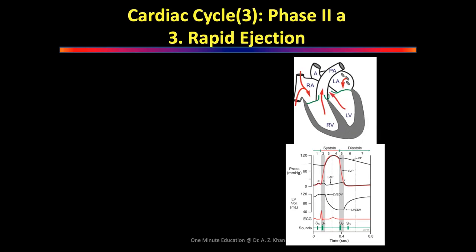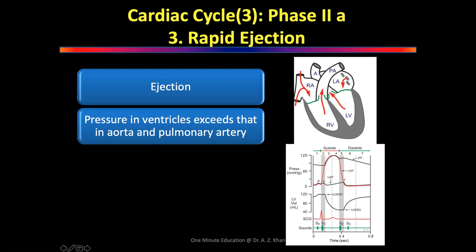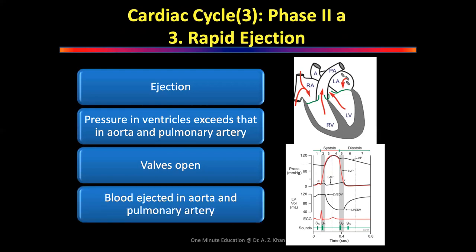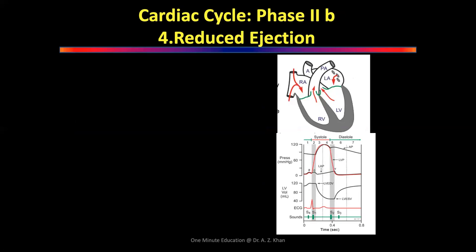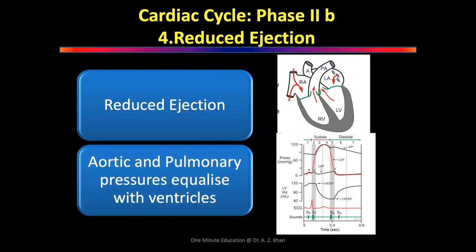You immediately get into the next phase when the pressure in the left ventricle overcomes the pressure in the aorta. The aortic valve opens and blood quickly flows. That's called rapid ejection. In the rapid ejection phase, pressure in the ventricle exceeds that in the aorta and the pulmonary artery. The aortic and the pulmonary valves open and blood is forced into the aorta and the pulmonary artery. Phase four is reduced ejection, because at this stage there is equilibrium between the left ventricle and the aorta, and so the blood flow is reduced.